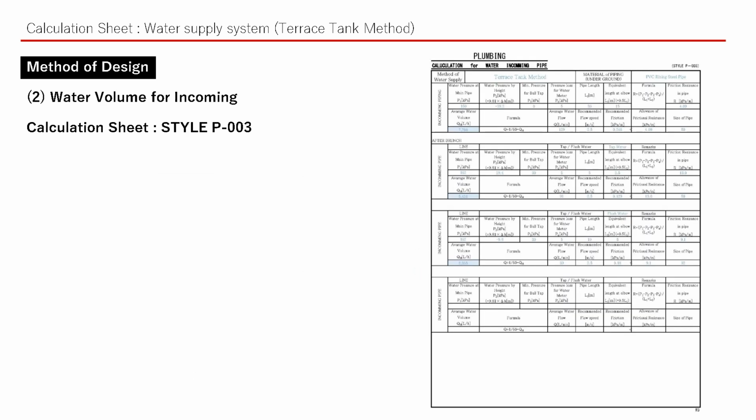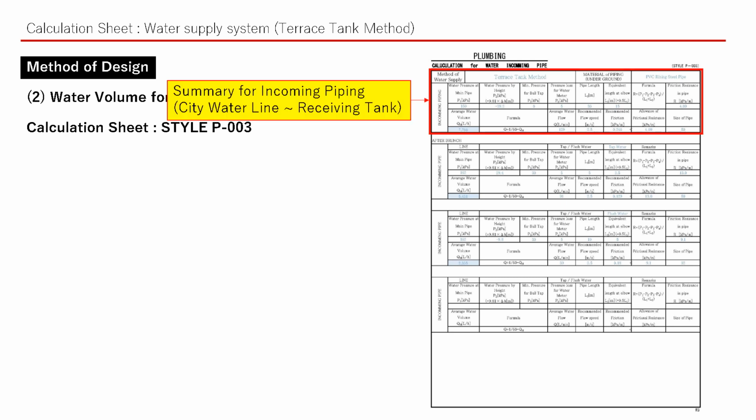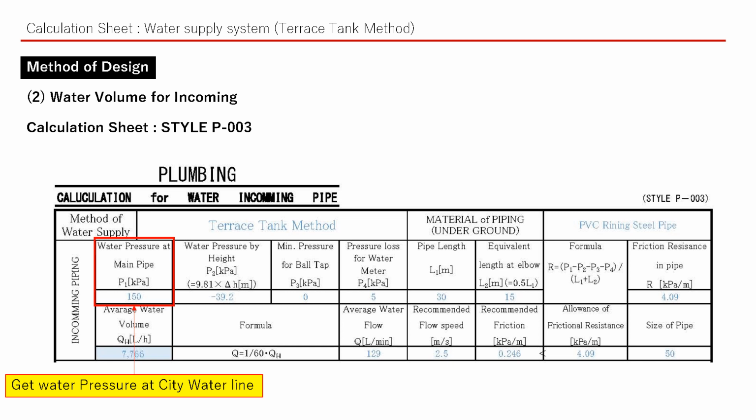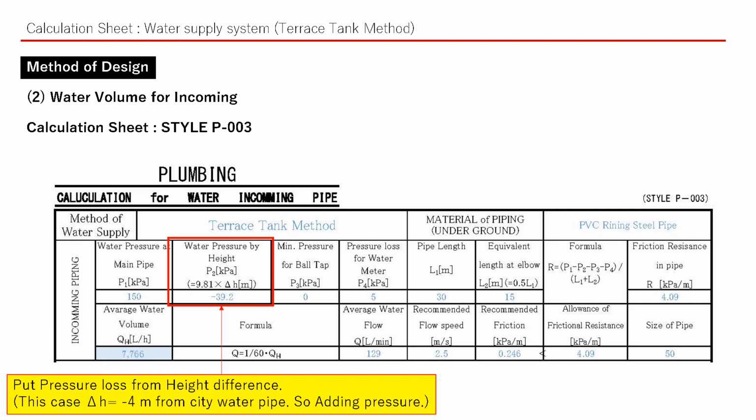Next, we will calculate incoming pipe details by calculation sheet P003. Here is the summary for incoming piping, from city water line to receiving tank. Fill in the water pressure at city water line. Put pressure loss from height difference. In this case height difference is -4 meters from city water pipe. City water is higher side. Therefore, it's adding the pressure.